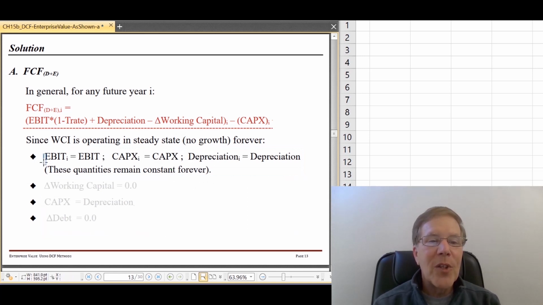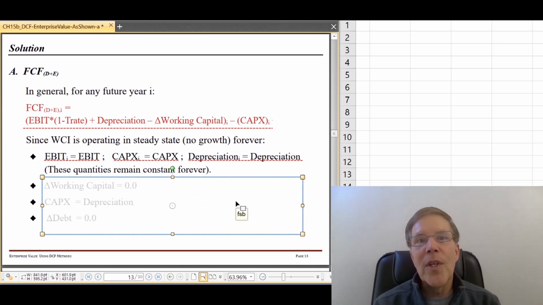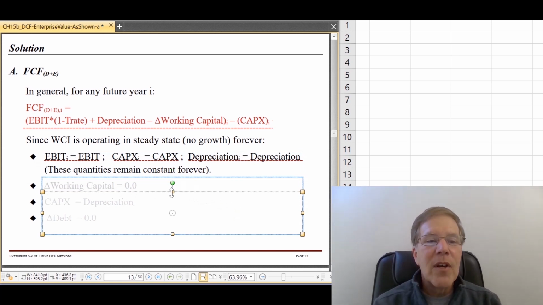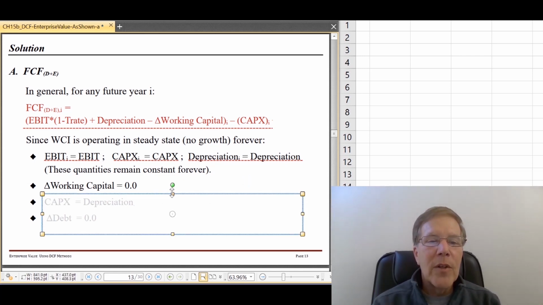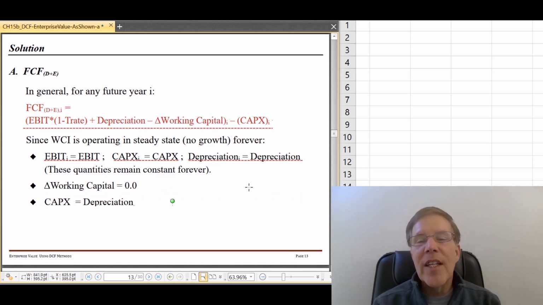So that tells us a few great things. That tells us that the EBIT in every year is going to be the same. The CapEx in every year is going to be the same. The depreciation in every year is going to be the same. If it's a perpetuity, all these quantities remain constant forever. It also means the change in working capital every year is equal to 0. We don't need to increase our inventory, for example, because we're going to be the same size forever. And if we're in steady state, our CapEx truly should match our depreciation. Depreciation should be a good measure of the wear of our PPE, and our CapEx should match that.